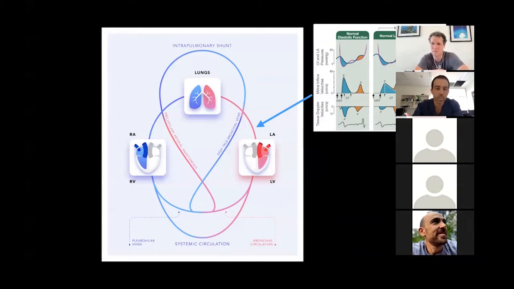So let's go back around. Lewis, talk to me about how you decide that you've got a normal left atrial pressure in the critically ill with echo. Oh, you're on mute, mate. Yeah, sorry. No. So normal left atrial pressure.